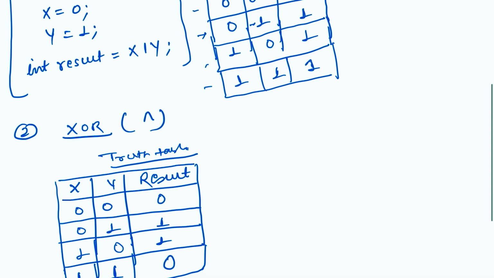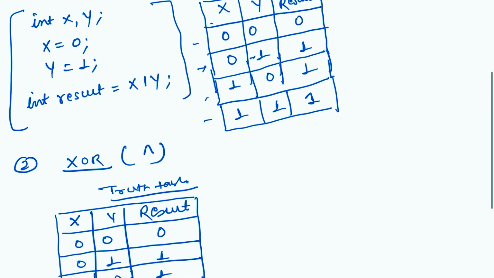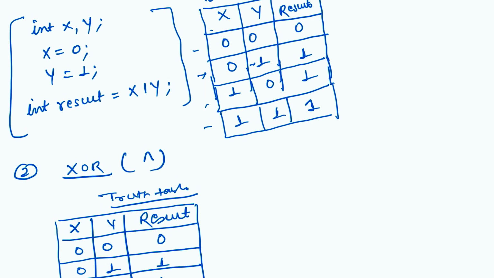Now you can see the comparison between the XOR and the OR. In case of the OR, when the input is the same, right, then in case of XOR, here is the difference between the XOR and OR. When the input is the same, suppose 0 0 or 1 1, the result will be 0. So you can say if the input is the same, then the result is 0.